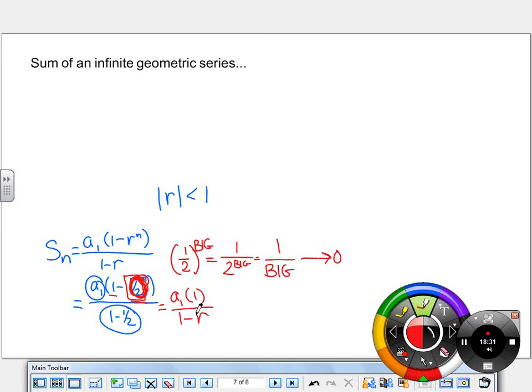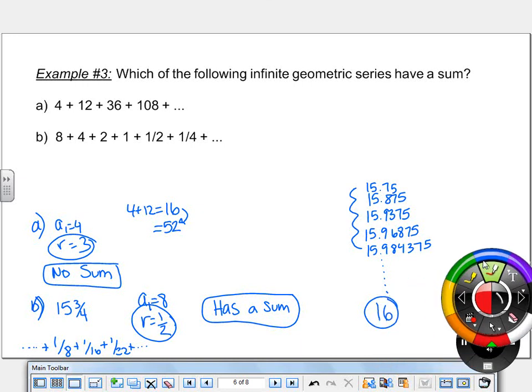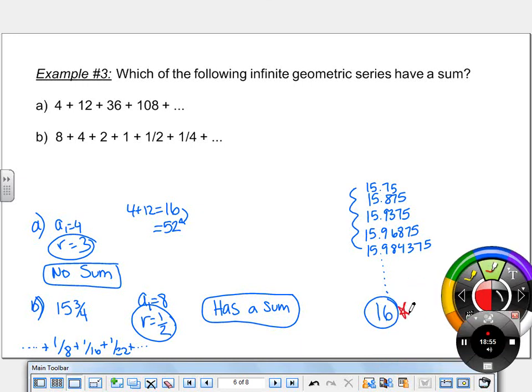So in an infinite geometric series, we would have to have the ratio less than 1, but if it was, we could find the sum of an infinite series by using the first term divided by 1 minus the ratio. Okay? So going back to the example we saw before, in part B, we estimated that the sum was probably 16 based on our pattern. So let's see if that works with the formula.